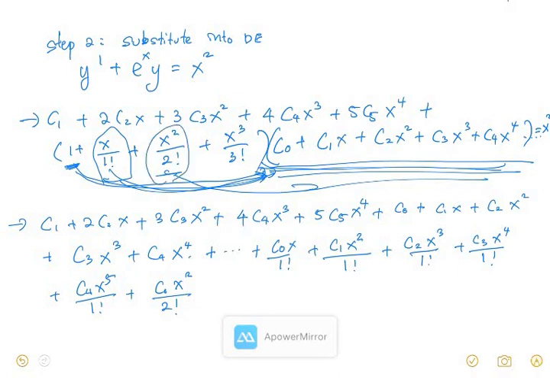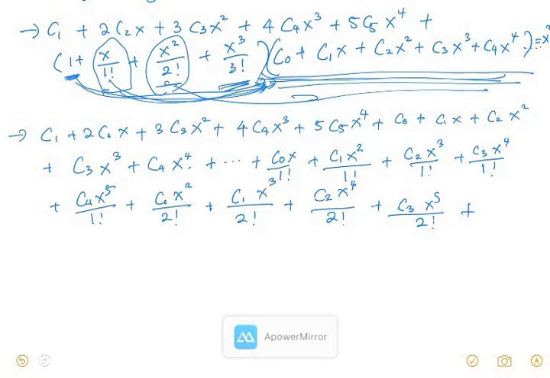Okay, x power of 2 divided by 2 factorial plus c1 x power of 3 divided by 2 factorial plus c2 x power of 4 divided by 2 factorial plus c3 x power of 5 divided by 2 factorial. Okay, now I change to this one, the third one. So c0 x power 3 divided by 3 factorial plus c1 x power 4 divided by 3 factorial plus c2 x power 5 divided by 3 factorial and equivalent to x power of 2.